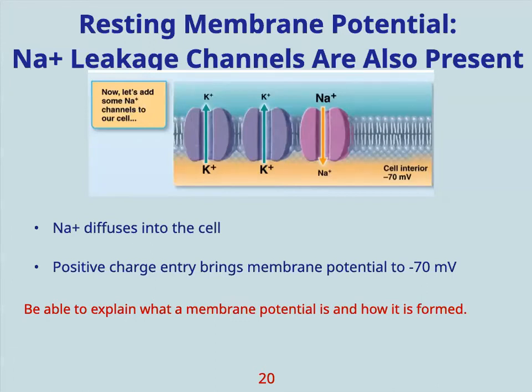So as sodium enters into the cell, it brings positive charge with it. What that's going to do is reduce the charge difference between inside and outside the cell from -90 to -70. This means the resting membrane potential really is a balance of mostly potassium ions leaking out of the cell and some sodium ions moving into the cell. Remember that the number of potassium channels is a lot higher than the number of sodium channels.